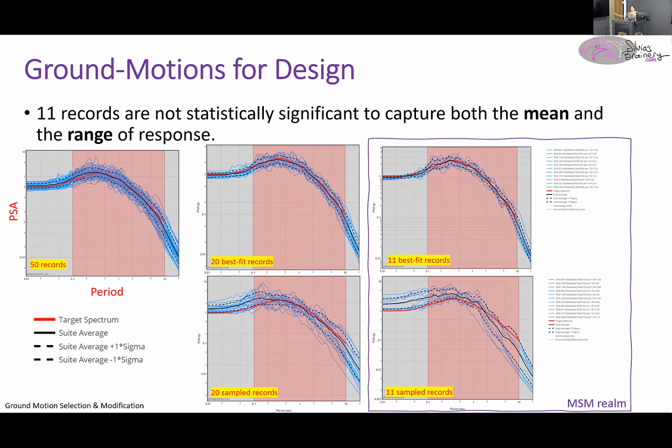And even though the building code focuses on the mean, it also checks for maximum response and maximum drifts. So you really want to look at both the mean and the range. And so I have an example here on the top left. I've got 50 records that I've selected for a target spectrum. So you'll see these figures again and again, all a little bit different from each other.